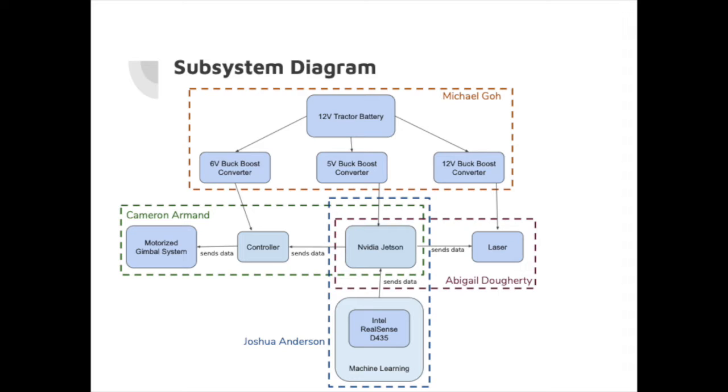Josh is in charge of the image processing subsystem. This subsystem captures images of the weeds with the Intel RealSense D435, processes them with machine learning to identify the weeds, and then finally outputs the location of the weeds to the motor system.